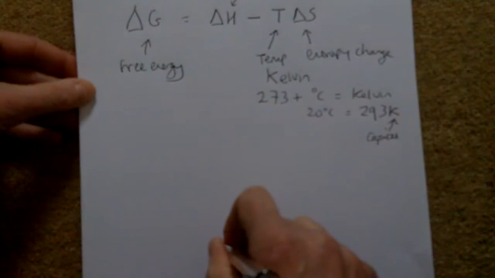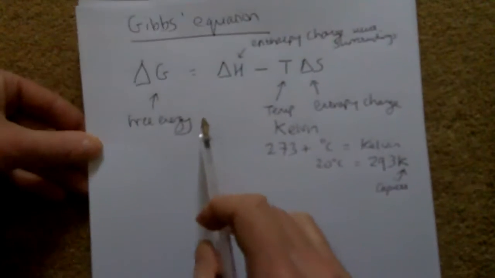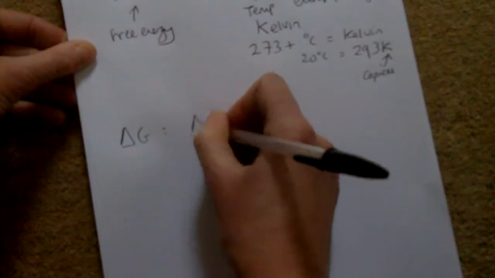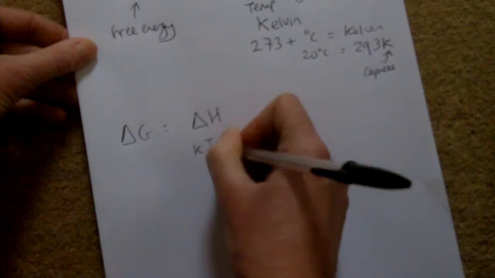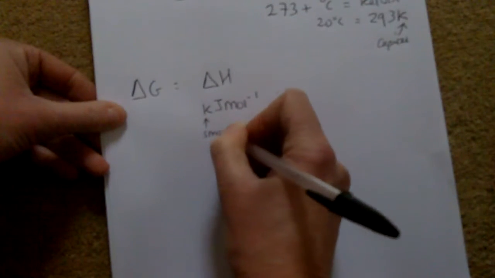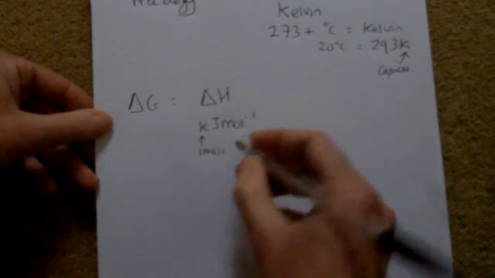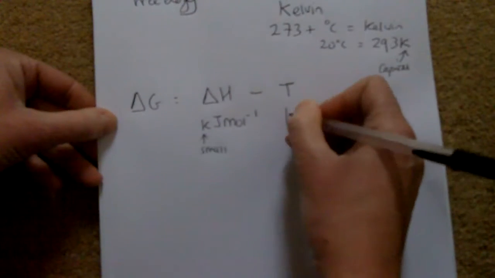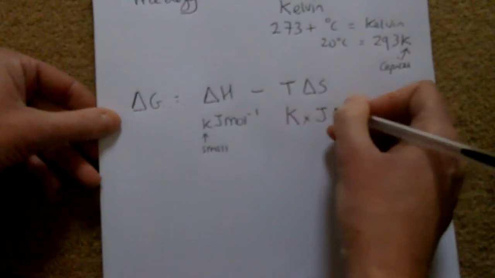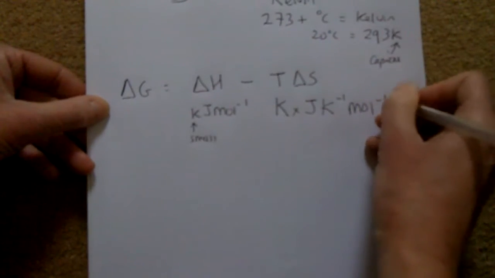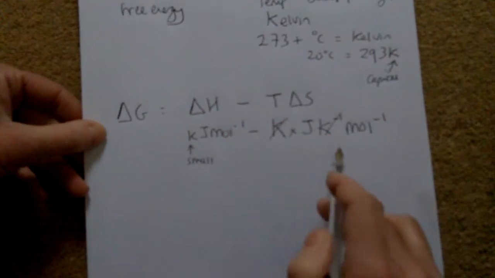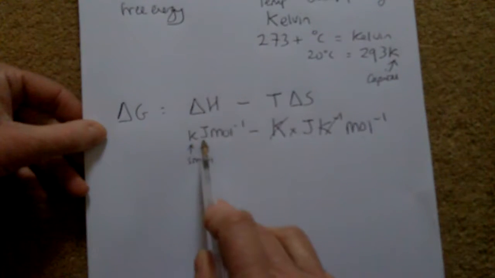Now the problem here is you've got to be really careful with your units. When you're doing this calculation, the units of delta H are in kilojoules per mole. Kilo means 1,000, and that's a lowercase k. Kilojoules per mole minus the temperature, in capital K Kelvin, times delta S, which is in joules per Kelvin per mole. Can you see that the Kelvin will cancel out? Then you've got joules per mole and kilojoules per mole.